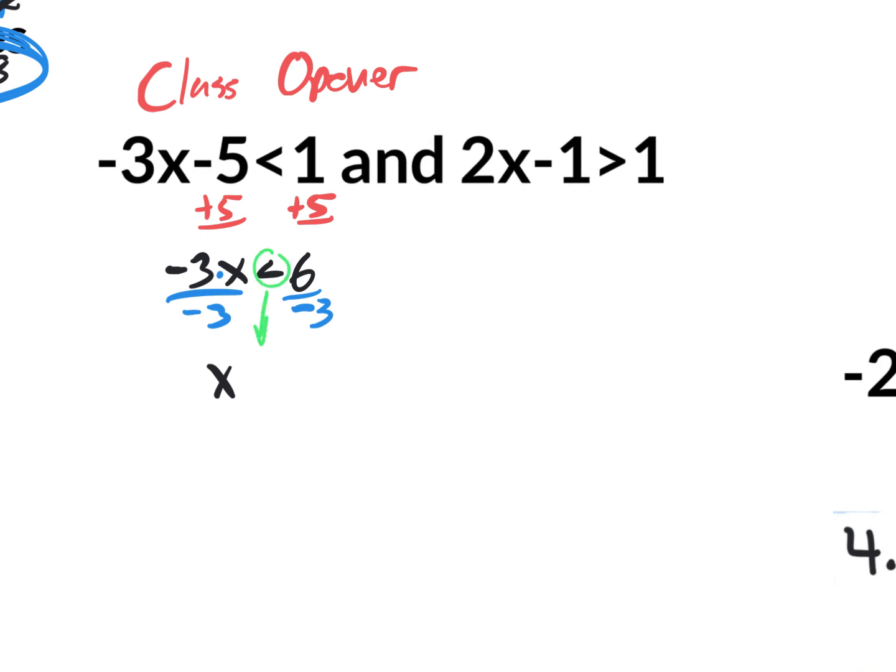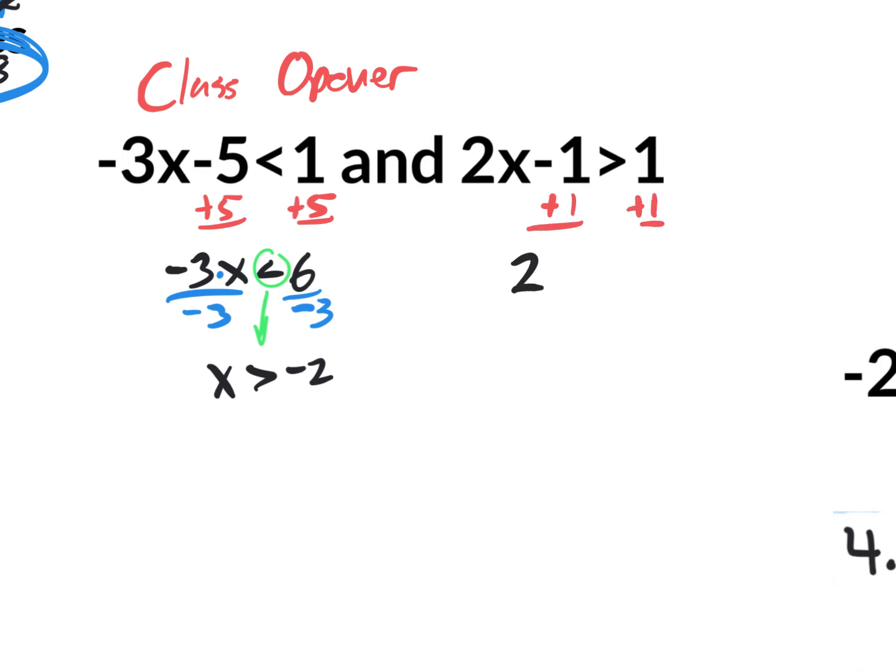So that less than becomes a greater than, and that is a negative 2. Okay, so we have x is greater than negative 2 as one of the answers. The other one, we're going to solve it just the same. We're going to get rid of that minus 1 by doing the opposite, plus 1. What you do to one side, you do to the other side.